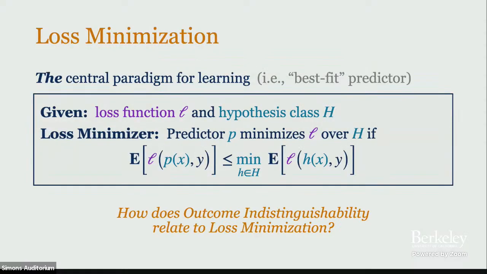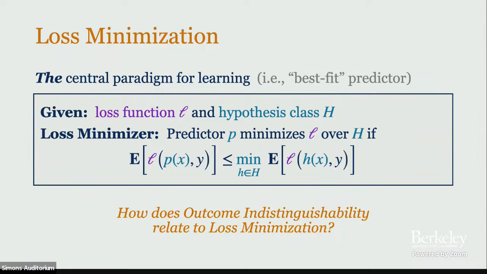Okay, the first thing to think about whenever you introduce a new model is to compare it to the old model. We're introducing outcome indistinguishability as a framework for learning, so we should compare to the standard model for learning. I'm going to formalize this through the idea of loss minimization. Loss minimization really is the central paradigm for learning a best fit predictor, where in this problem we're given a loss function and a hypothesis class H, and a loss minimizer is any predictor that achieves loss commensurate with the smallest loss achievable within this class H.